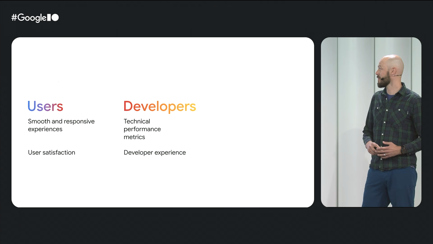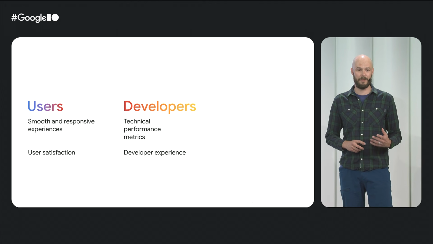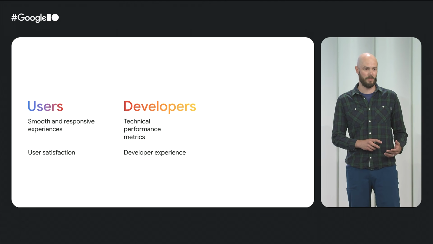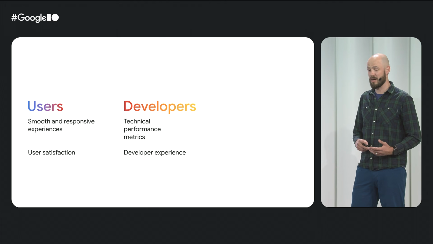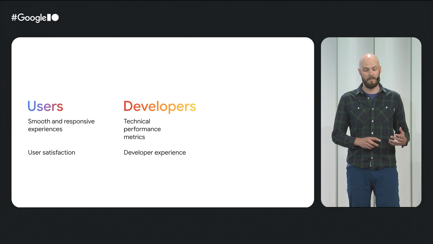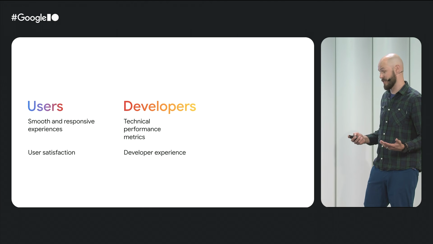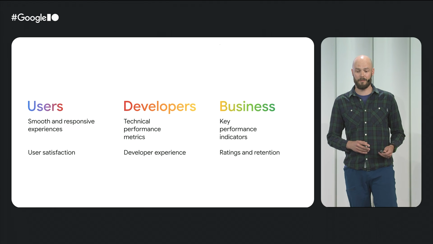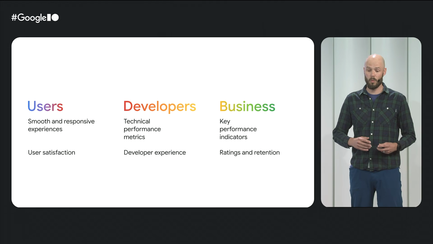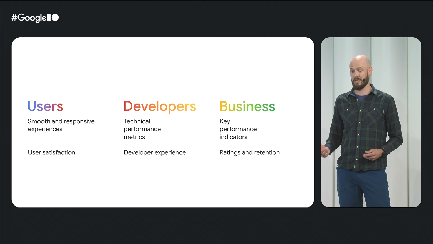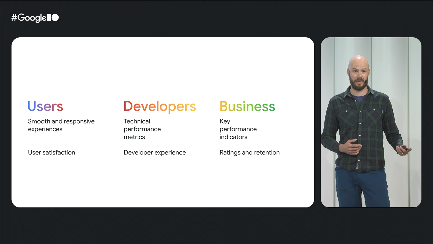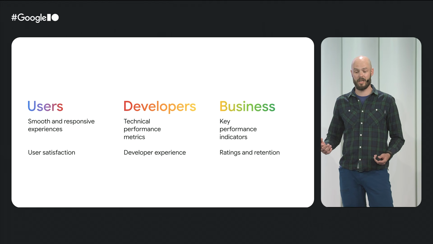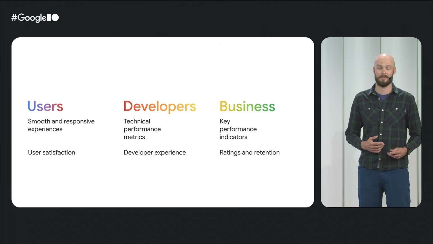From a developer's perspective, we strive to build robust and efficient applications. This means continuously monitoring and improving technical performance metrics. Today, we'll show you how to make things more convenient by improving the developer experience. And finally, for business stakeholders, the technical performance of our apps directly correlates with business outcomes and improved key performance indicators, such as user ratings and retention. A performant app can lead to happier users, better engagement, and ultimately, a stronger bottom line.